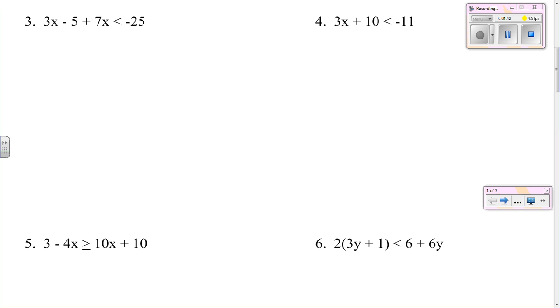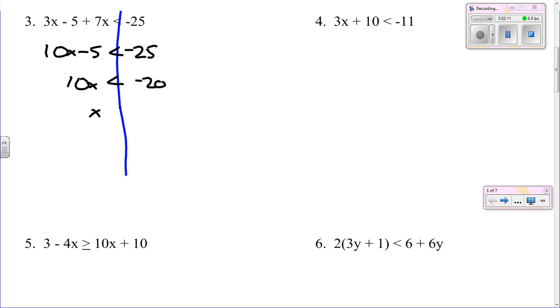Number 3, draw the line this time, just because I know I have the 3x and the 7x. They're on the same side, so I just combine them. 3x plus 7x, whatever's in front of this second x is what you do. So it's 3x plus 7x, that gives us 10x minus 5 is less than negative 25. Add 5 to both sides, you get 10x is less than negative 20. So x is less than negative 2. Make that my 0. Negative 2 there. And you shade left.